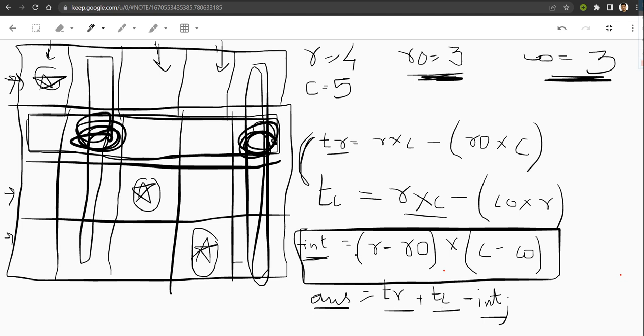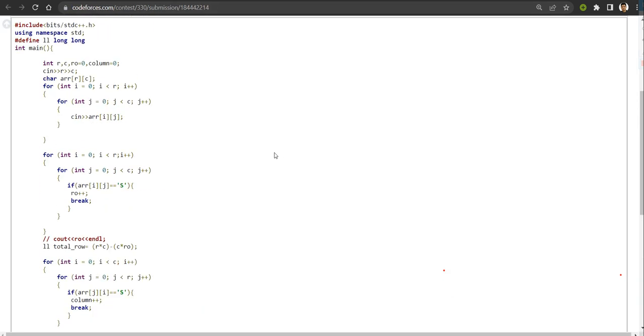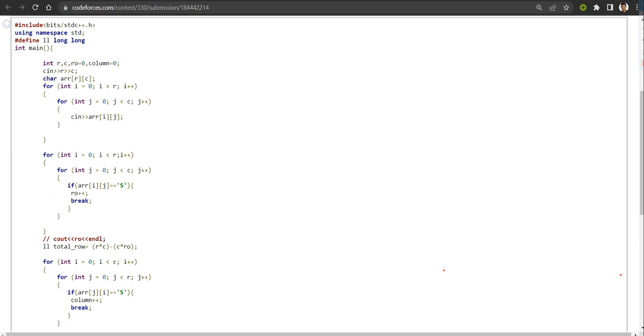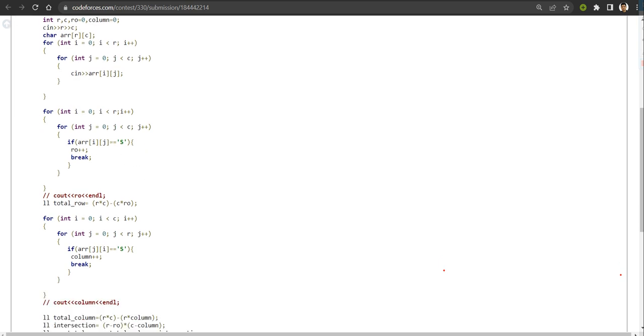So we are moving on to the final portion of the problem, that is code. The code is very simple, as you have understood the logic behind this. Firstly, we are going to take input from the user, row and column, and after that we are declaring a character array. In this portion of code, we are taking input from the user. Now, logic starts from here.